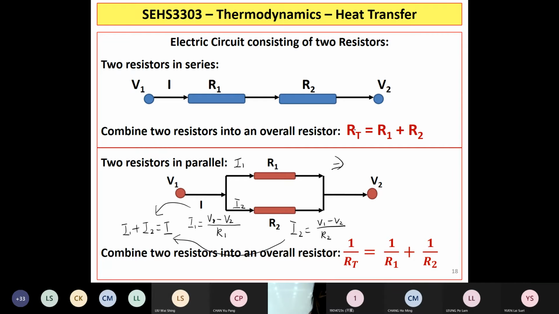What we have is I equals V1 minus V2 times one over R1 plus one over R2. So we can get these equations. This is how we can calculate the total resistance of two resistors in parallel.